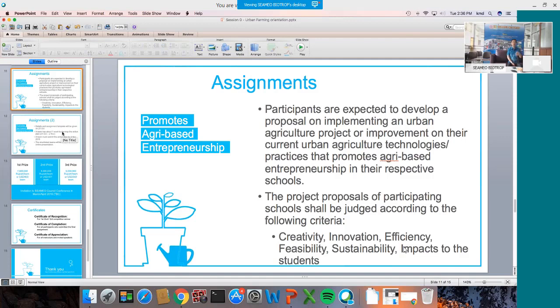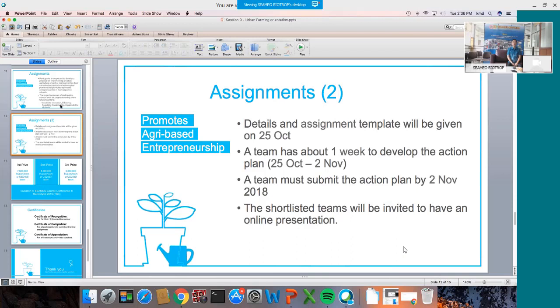For this criteria, like I said, we will give you the percentages later on. But for these assignments, we will be giving you the template of how you will make your proposal on October 25. And then a team has about 1 week to develop the action plan. As I mentioned earlier, we will be giving you from October 25 to November 2 to brainstorm with each other, write the proposal, and package it into one whole proposal that you will submit by November 2. Okay?